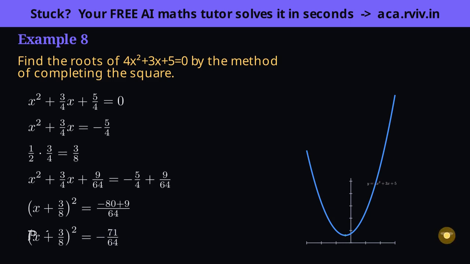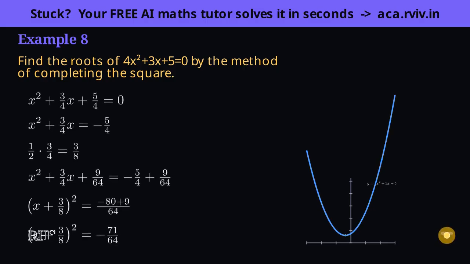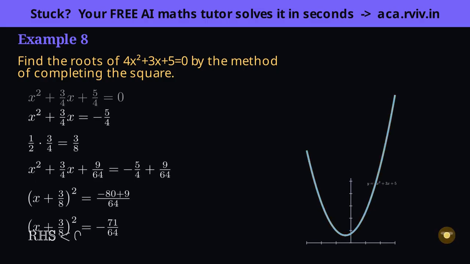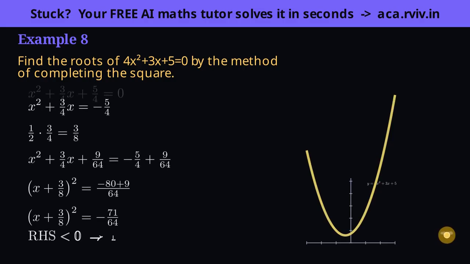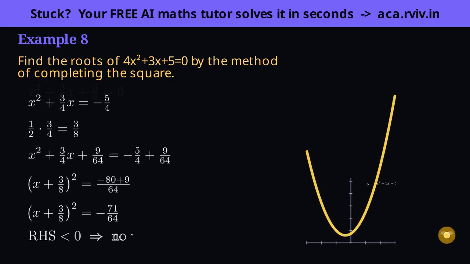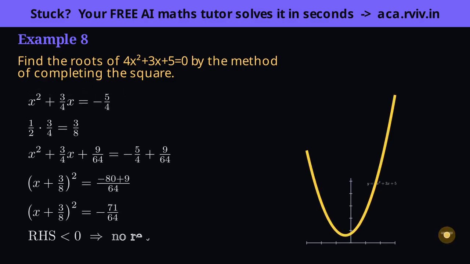Now think about what the equation is claiming. Something squared equals a negative. But squaring any real number gives 0 or a positive, never a negative. So no real x can satisfy this, and the equation has no real roots. The completing the square method didn't fail, it revealed the truth.